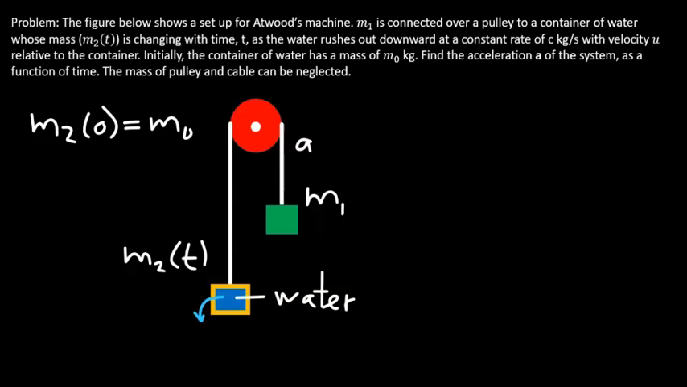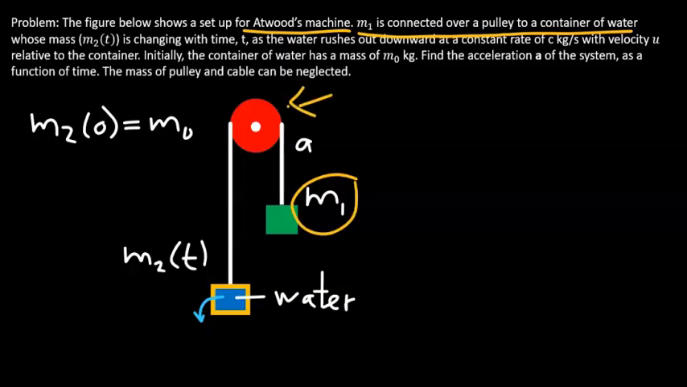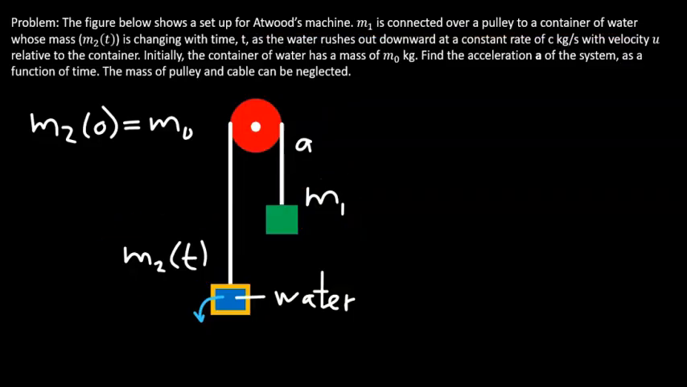The figure below shows a setup for Atwood's machine. M1 is connected over a pulley to a container of water. So that is M1 and that is the pulley. It is connected to a container of water whose mass M2 is a function of time, because the water in that container rushes out downward at a constant rate of c kg per second with velocity u meters per second.